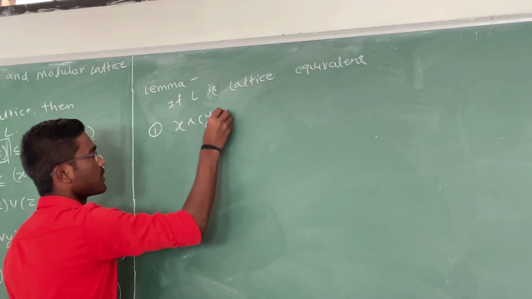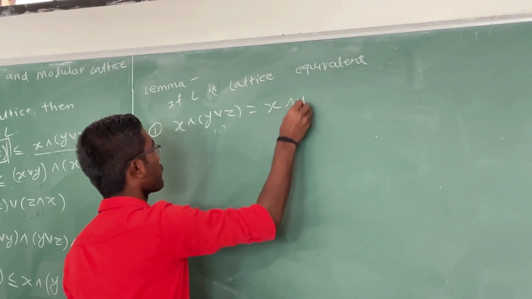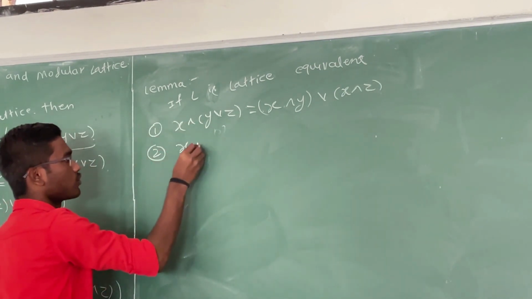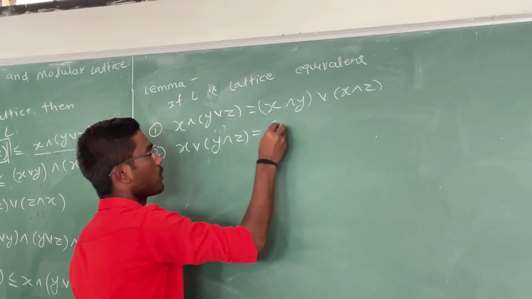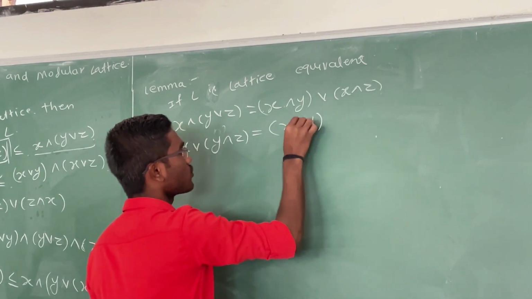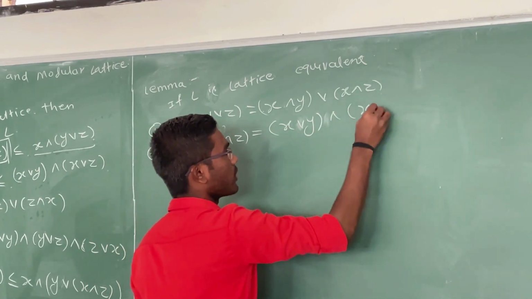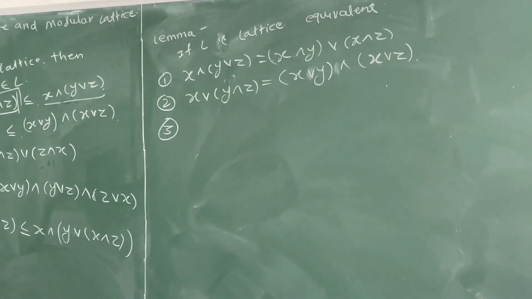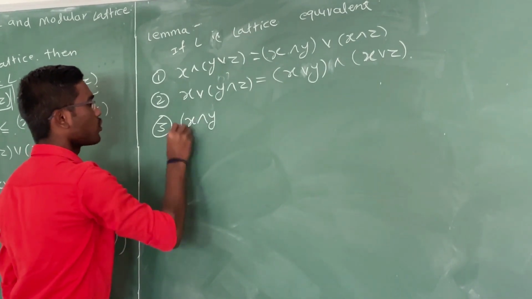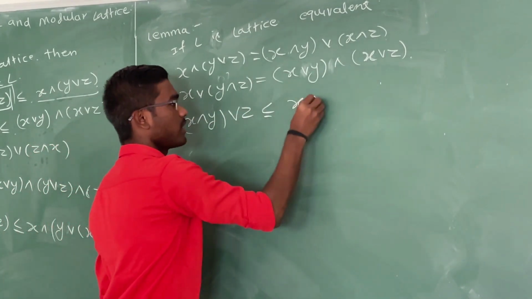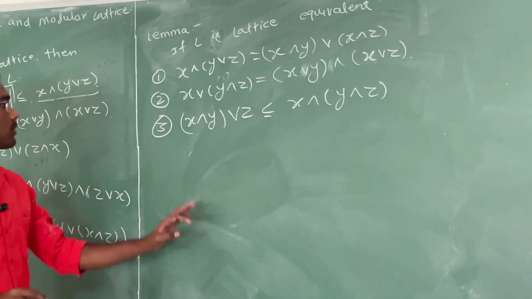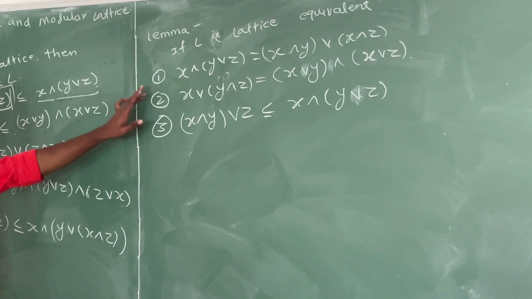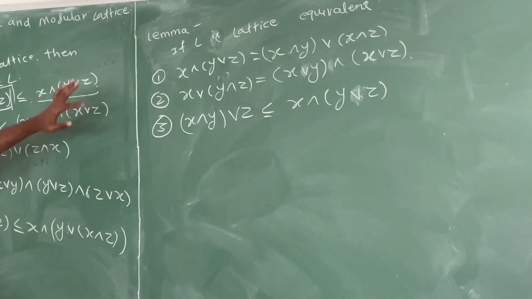First, x meet y join z is equal to x meet y join x meet z. Second one, x join y meet z is equal to x join y meet x join z. Third one, x meet y join z is less than or equal to x meet y join z. If any one of these statements is true, then we can say that the remaining two are also true for that lattice.